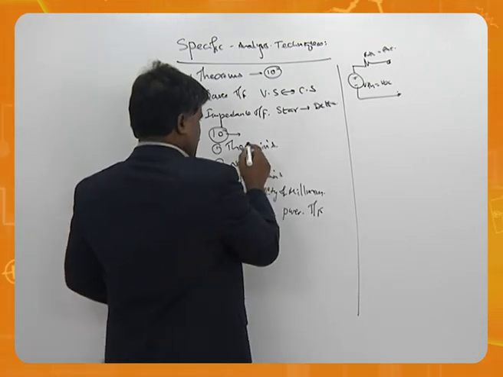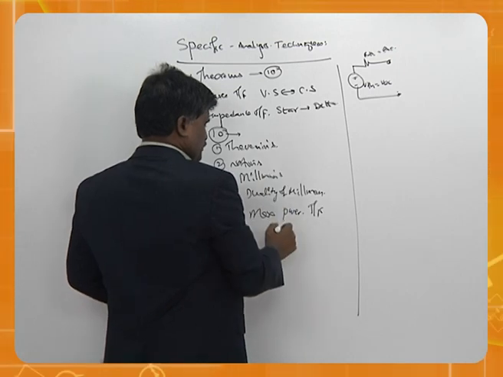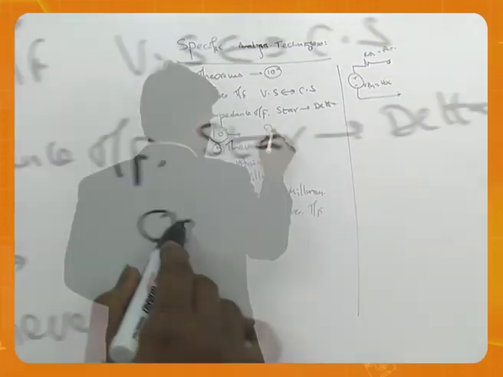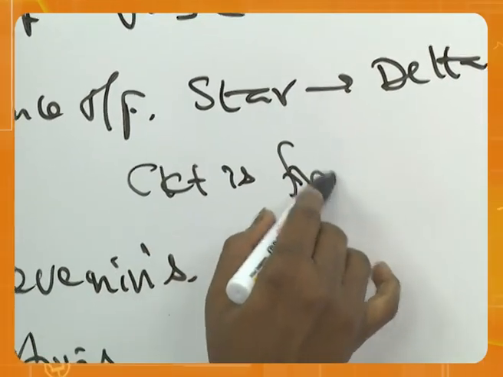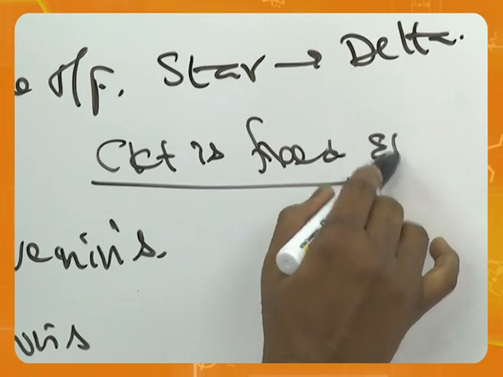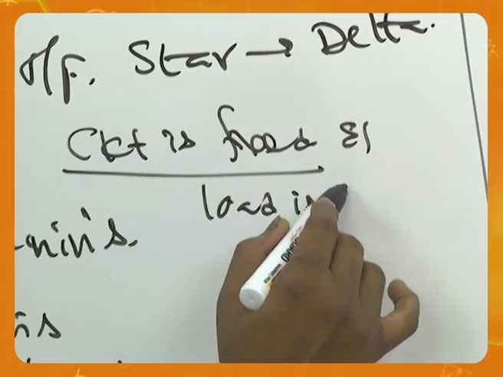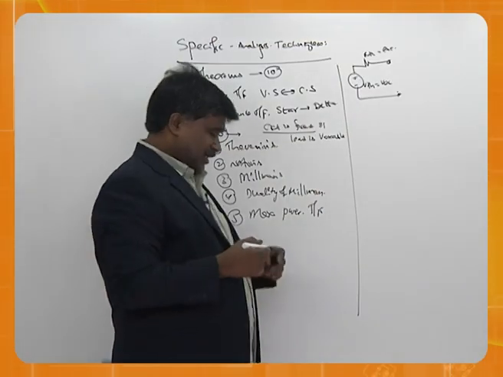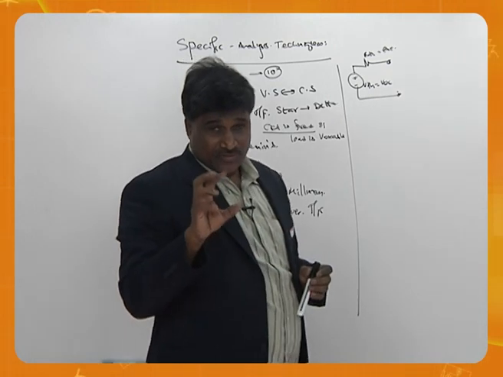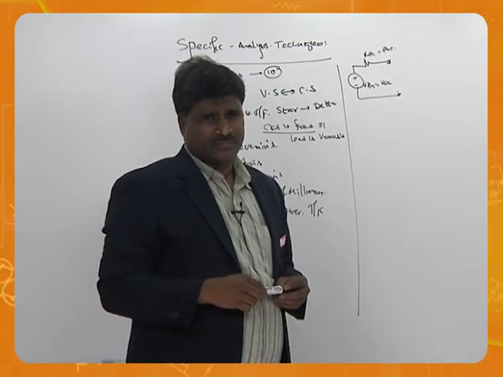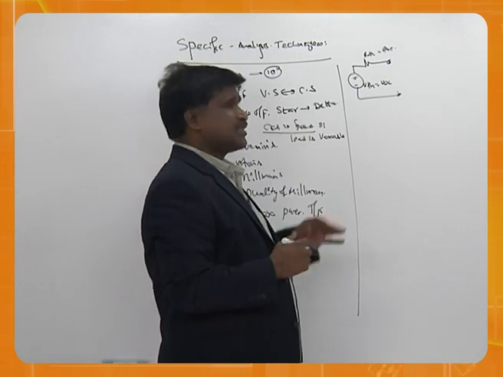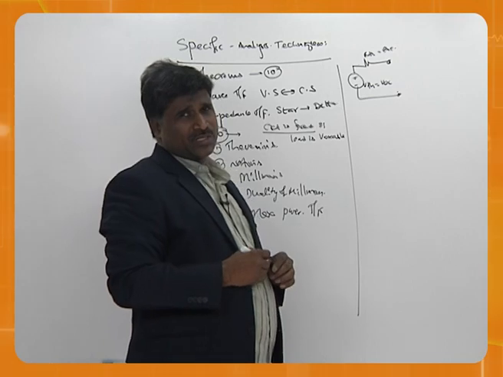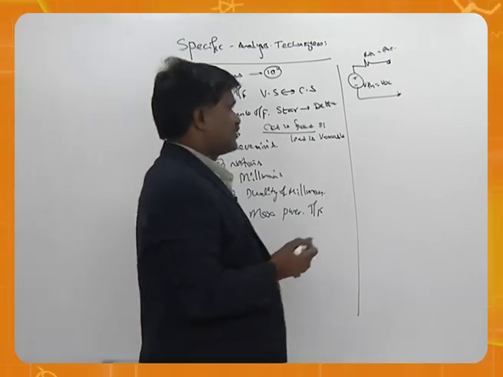In all these 5 theorems, we have one important condition, that is, circuit is fixed and load is variable. Please remember, that's very important. Circuit is fixed here, load is variable. And that fixed circuit is converted into voltage source, open circuit voltage source, open circuit impedance.